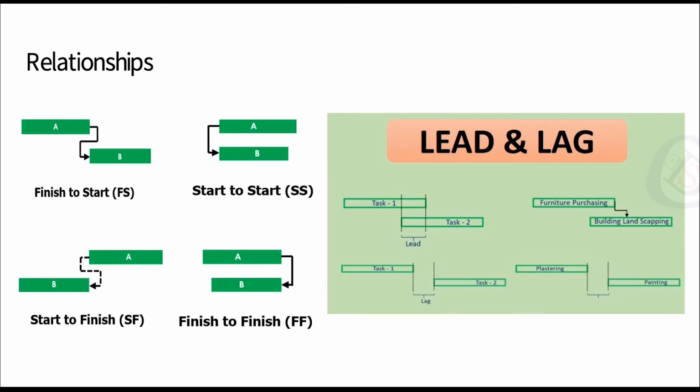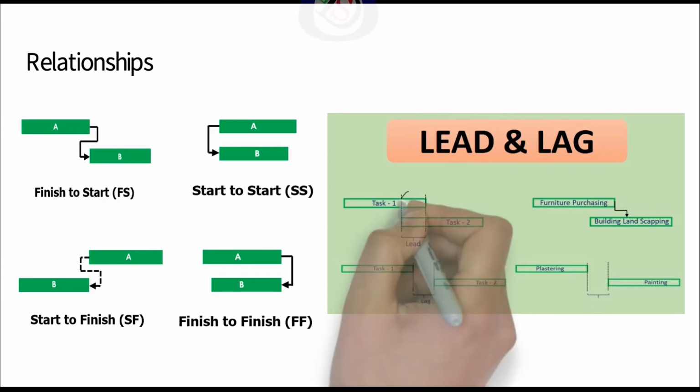So next I will go for lead and lag. A lead is the amount of time that successor activity is ahead of its predecessor activity. And the next one is lag. Lag is opposite to lead. Lag is the amount of time successor activity is delayed from its predecessor.